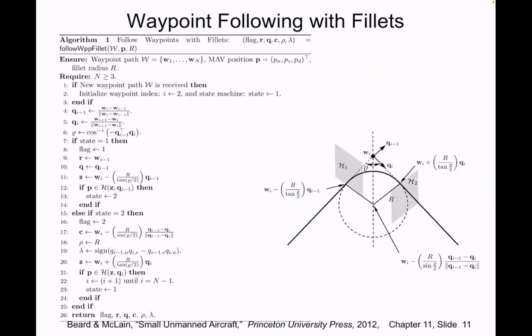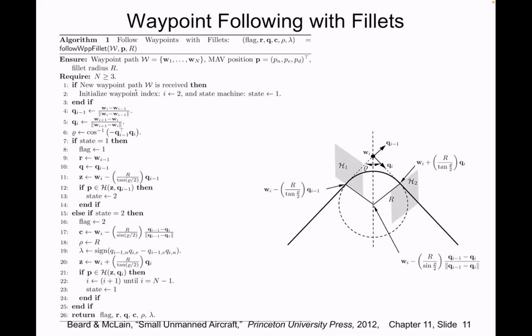So all said and done, this is the algorithm that you can implement either in C or in MATLAB. And I just want you to understand that even though it looks like the complicated wi minus 1, I want you to think about it as just a set of three numbers. So you have x, y, z positions for each waypoint, and you know what should be the theoretical fillet radius. Then this algorithm will go through the initialization. First, it will get the waypoint and initialize the index.